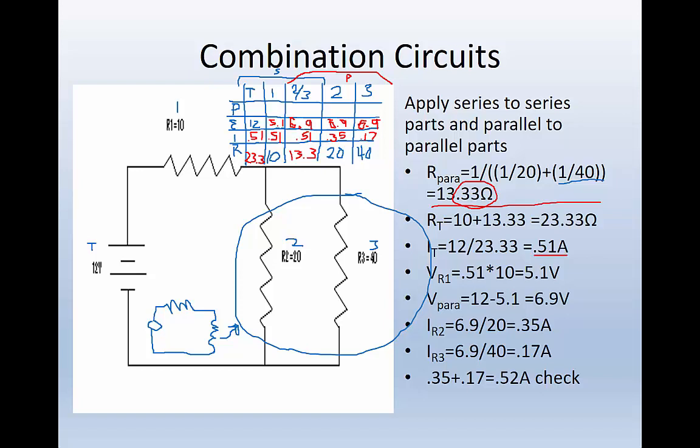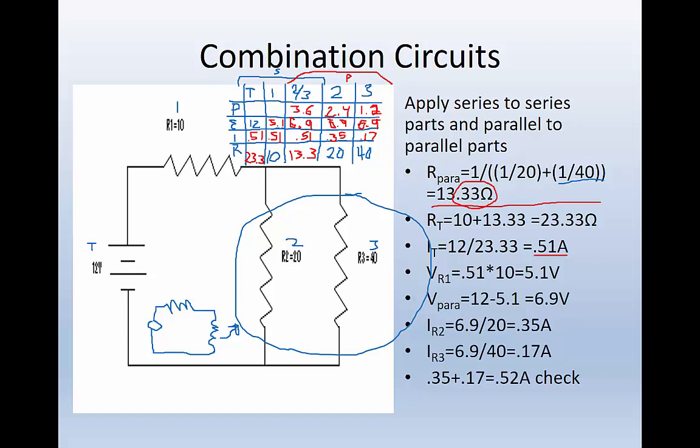Multiply these two up. So 6.9 times 0.35 gives me 2.4. I've got 0.17 times 6.9 gives me 1.2, and I am rounding a bit here, guys. Okay, add those together, that gives me 3.6, and if I did 0.51 times 6.9, I get 3.519. So you can see we're within plus or minus 0.1 there.